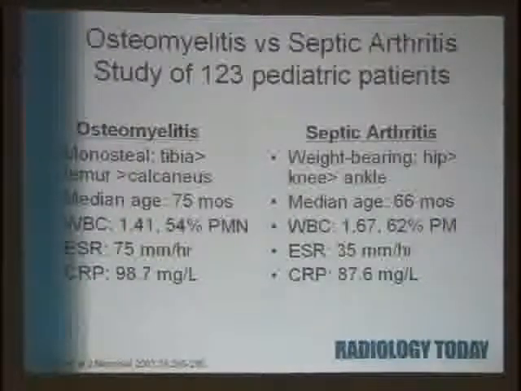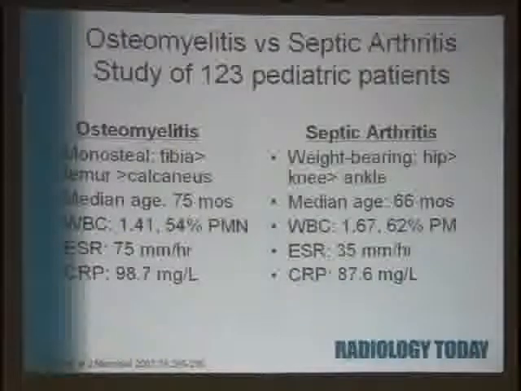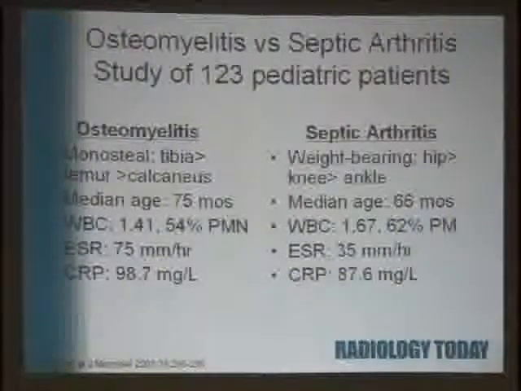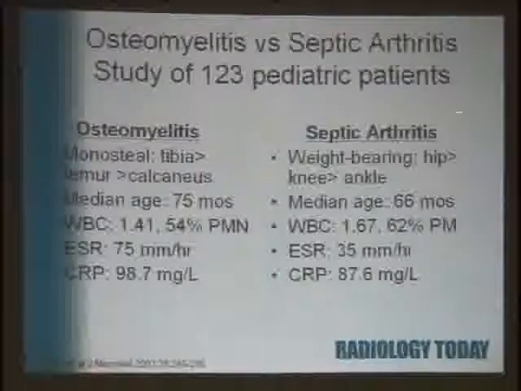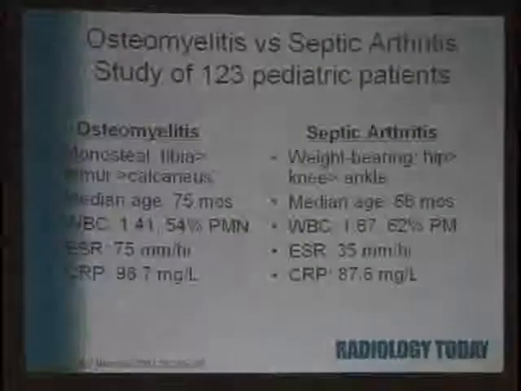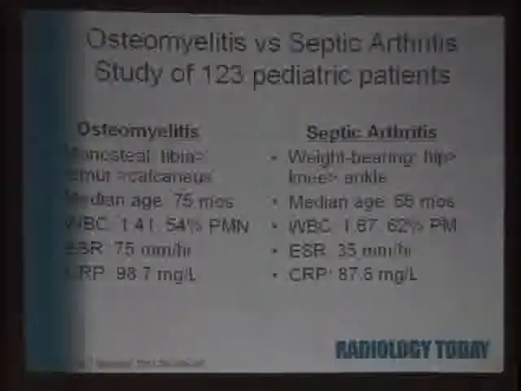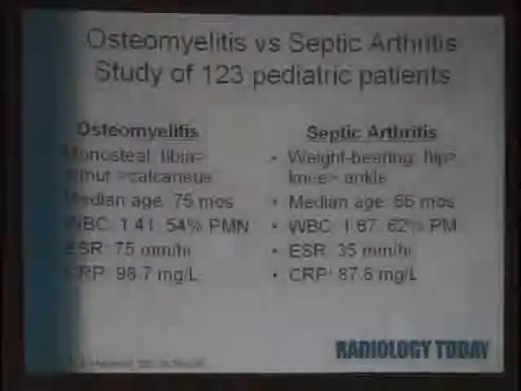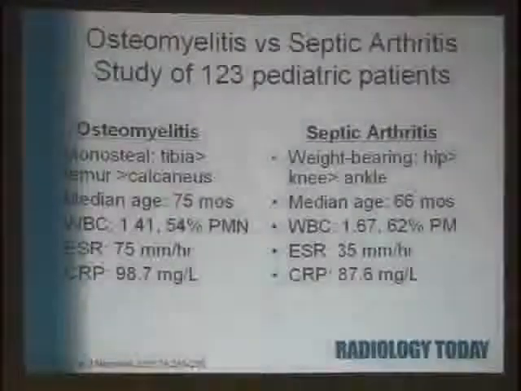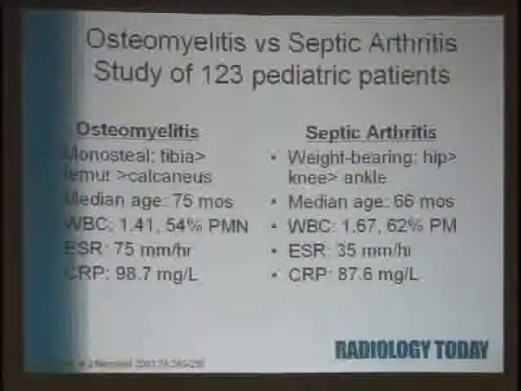But the basic point was saying that, clinically, a lot of things in terms of the lab findings are the same, but it does help to know that septic arthritis tends to be in the weight-bearing joint. So it is going to be hip, number one. So if they're complaining about hip, it's more likely to be a septic arthritis. Osteomyelitis in children tends to be one joint, tends to be the tibia and femur. Depending on, in this specific study, it's tibia more than femur, and then calcaneus.